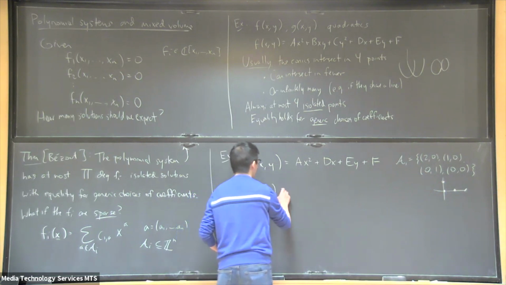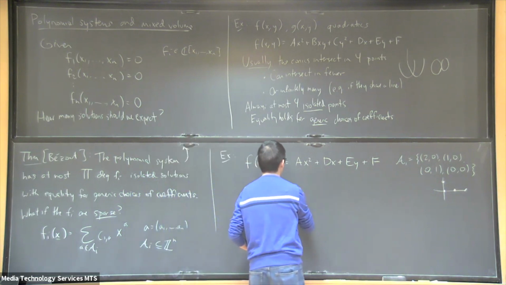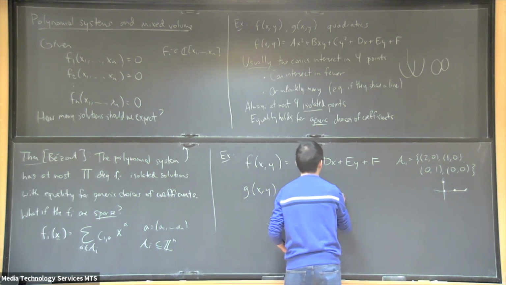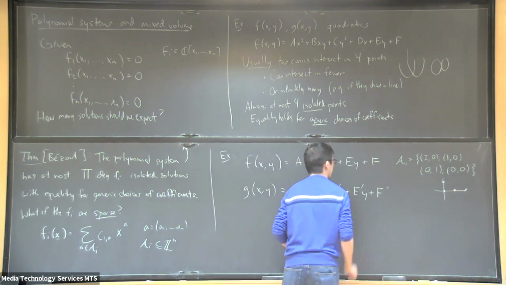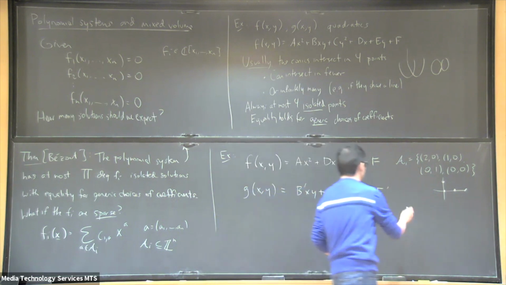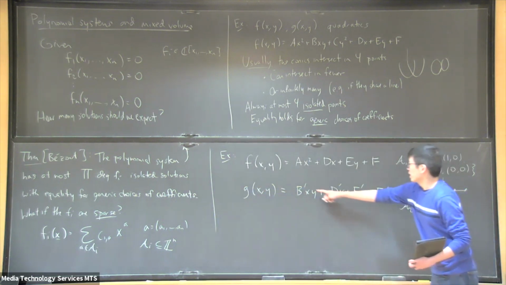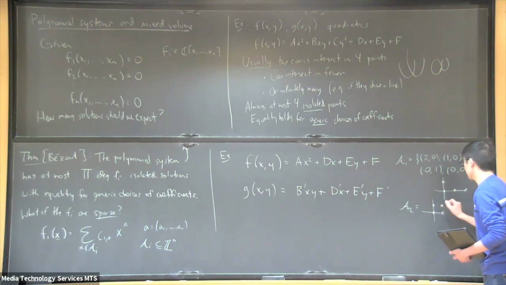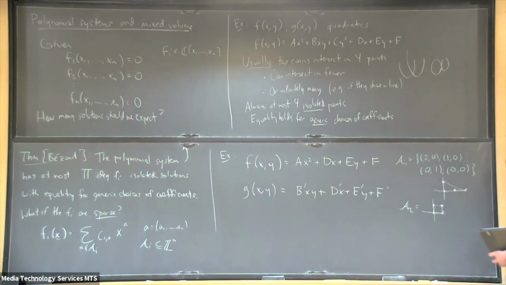And then maybe I'll take g(x,y) to be, for instance, p prime xy plus p prime x plus p prime y plus y prime. So here a2, if you just look at the exponent vectors, is (1,1), (1,0), (0,1), and (0,0). So you get these points in this square.